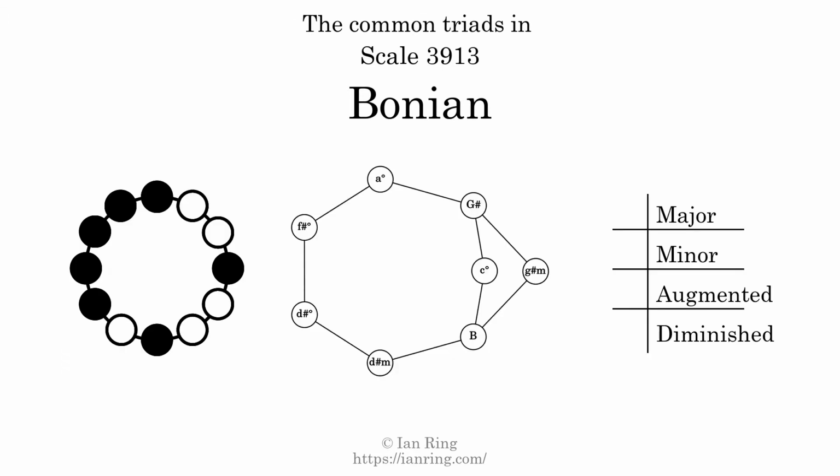The diagram in the center is a graph of parsimonious voice leading between triads. There are 2 major triads. There are 2 minor triads. There are no augmented triads. There are 4 diminished triads. Here is a Hamiltonian path of parsimonious voice leading that uses all the triads.